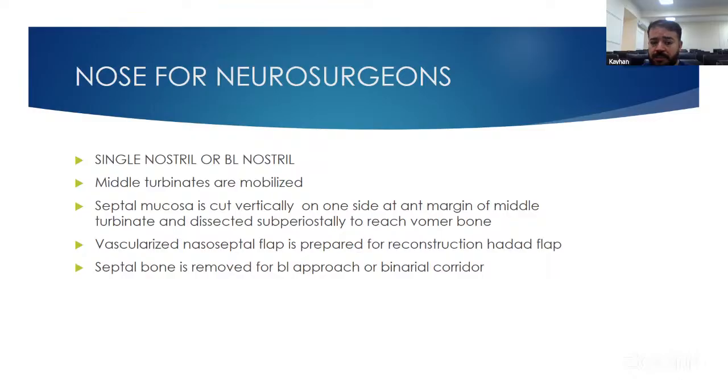And the septal bone is removed for the bilateral approach. When we enter, after lateralization of the middle turbinate, we find the vomer bone, and then with the four-hand technique, we have to go through two corridors. Binostril corridor. In one corridor, you can do your suction, and in the other corridor, you can do your camera.